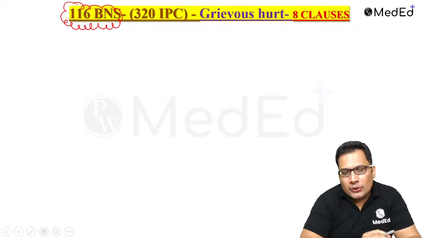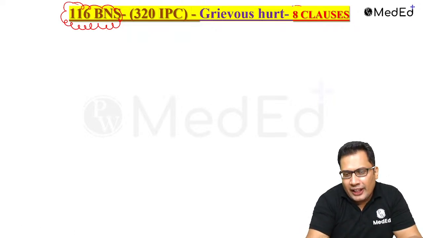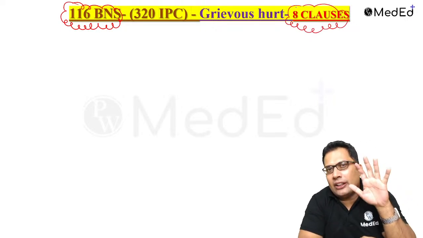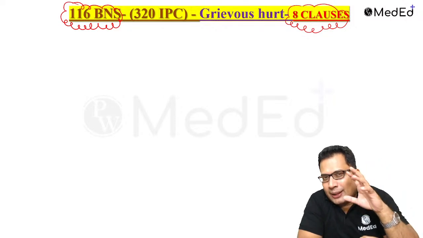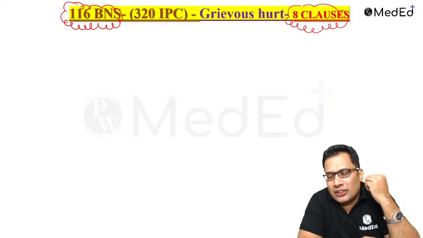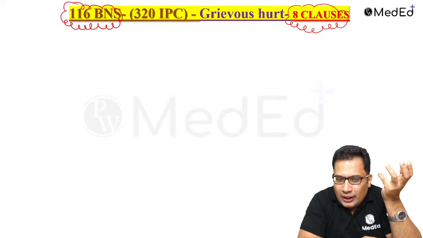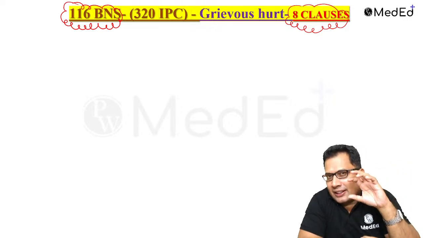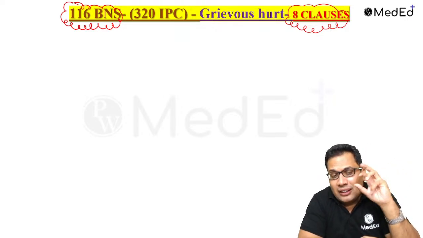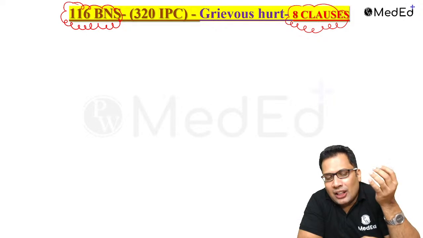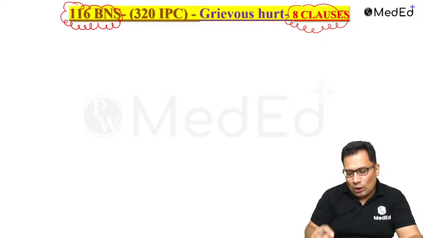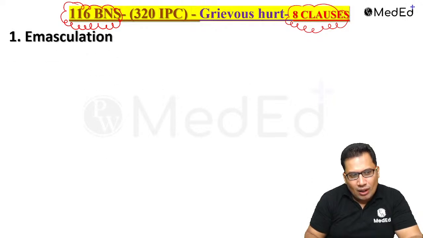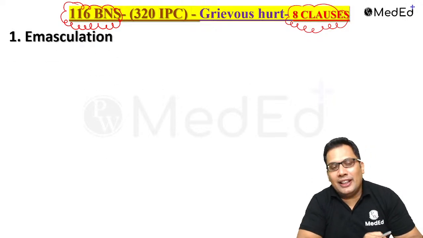So grievous hurt has 8 clauses. How many clauses? There are 8 clauses. This can be an MCQ: number of clauses in grievous hurt. There are 8. What is grievous hurt? That is a legal definition that comes under 320 IPC or 116 BNS. So what is clause number 1? Clause number 1 is emasculation.